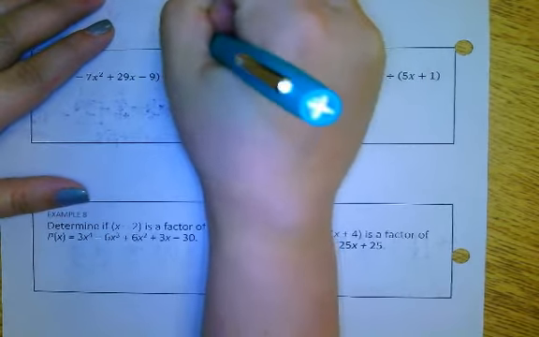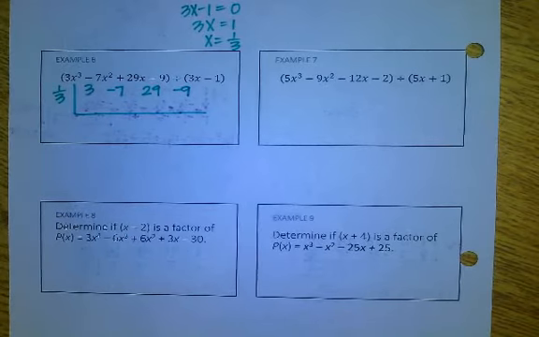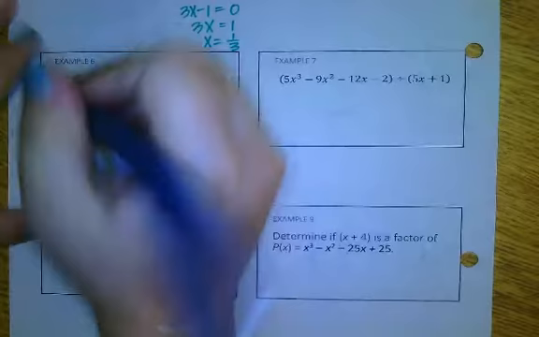Are we in standard form? Yes. Do we have all of our terms? Yes. So we have 3, -7, 29, and -9. Still doing just the same process. Nothing's changed yet. Bringing down my first term.